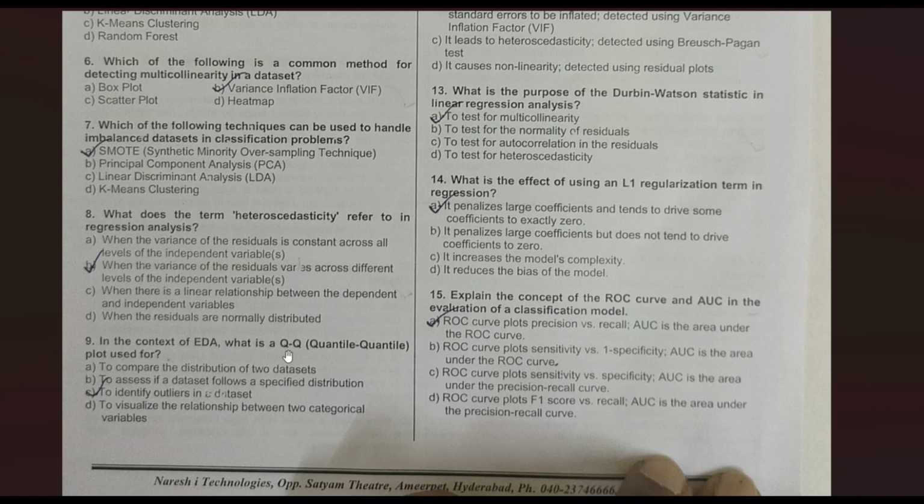In EDA, the QQ, quantile-quantile plot is used to assess if a data set follows a specific distribution. So one is a standard, the other one will be the data set, whether it follows the specific distribution. That is B is the answer.